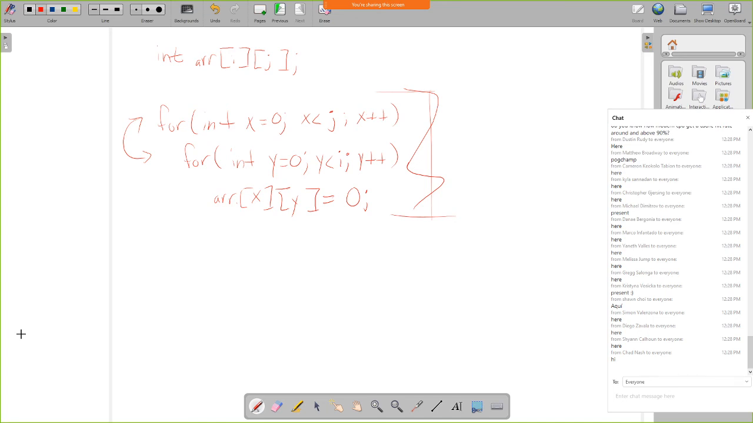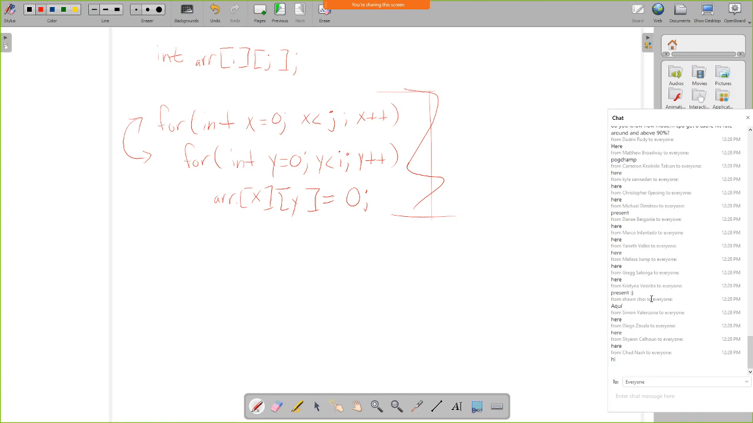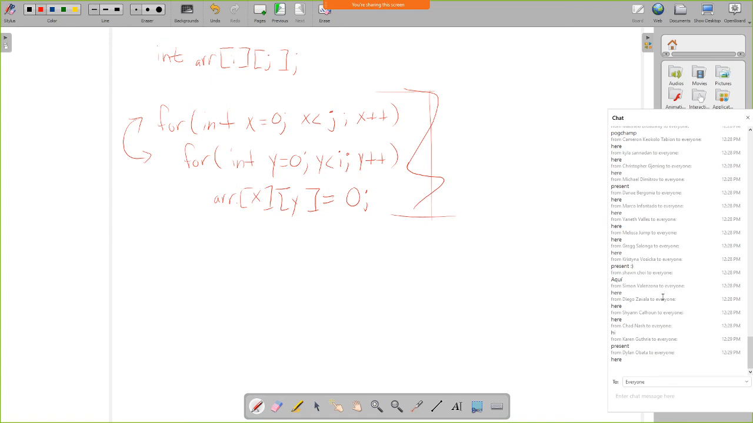Cool. Any other questions? Oh yeah, I think somebody else asked a question. I just didn't see it. Do you know how modern CPUs get a cache hit rate around and above 90%? I'm not entirely sure of all the stuff that goes into that. I know there are methods for updating the cache. So the most straightforward one, which was the one I was assuming we were using, was least recently used. So the variable that hasn't been used for the longest amount of time gets thrown out of the cache first. There might be some other stuff they do in there. I know associative caching apparently helps with hit rate, but I only really know a little bit as to why. So I'm not sure of all the details, unfortunately. Sorry if I couldn't answer that question super well.